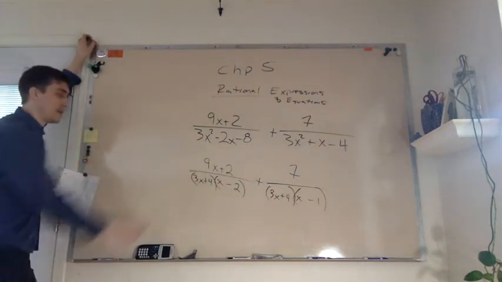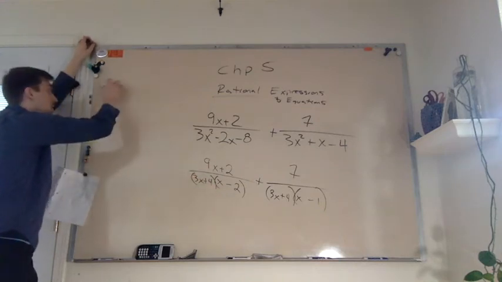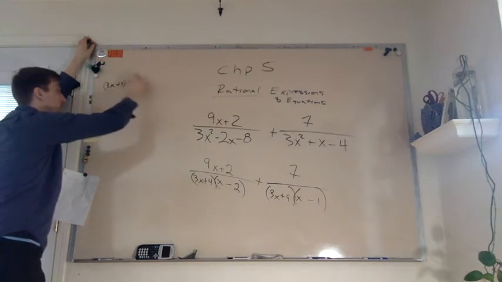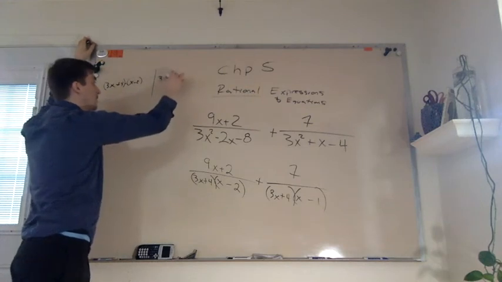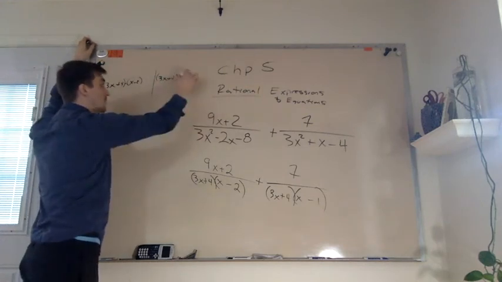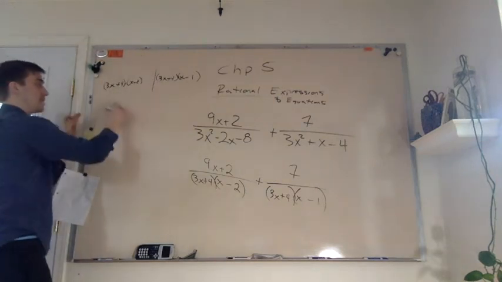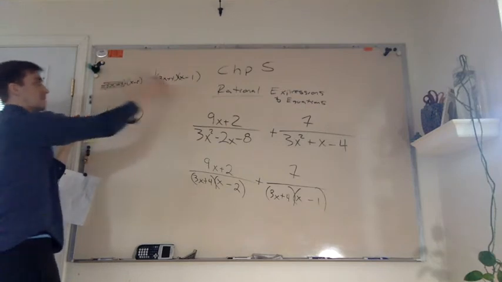the lowest common denominator. So this one has these two factors. It has a 3x plus 4 multiplied by an x minus 2. And this one over here has two factors. It has a 3x plus 4 and an x minus 1. So identify the ones that are the same. 3x plus 4, and you get a 3x plus 4. So I've just used that up.